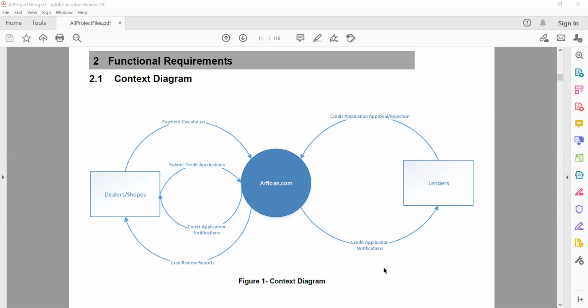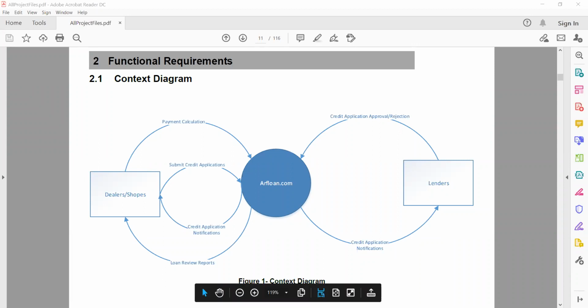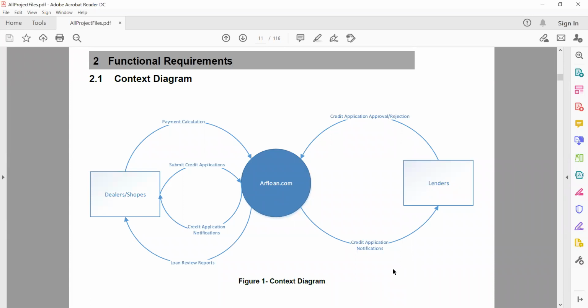And if they agree to it, they will go ahead and create a credit application and submit it, which will trigger a notification going to the lenders, who in turn will review the application and make a determination whether it's going to be approved or rejected. And then they will enter that decision in the system, which will trigger the notification going back to the dealers. So that completes the entire cycle of the transaction.